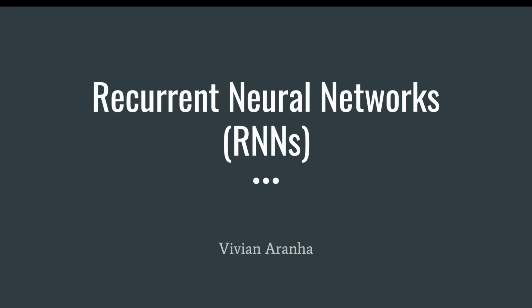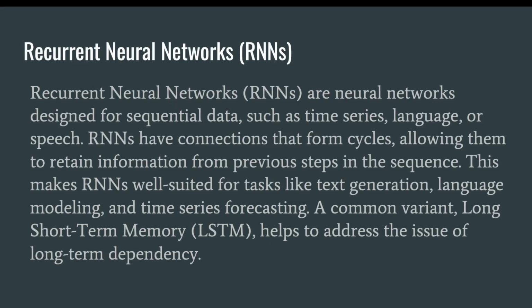Recurrent neural networks, or RNNs. Recurrent neural networks are neural networks designed for sequential data such as time series, language, or speech. RNNs have connections that form cycles, allowing them to retain information from previous steps in the sequence. This makes RNNs well suited for tasks like text generation, language modeling, and time series forecasting.